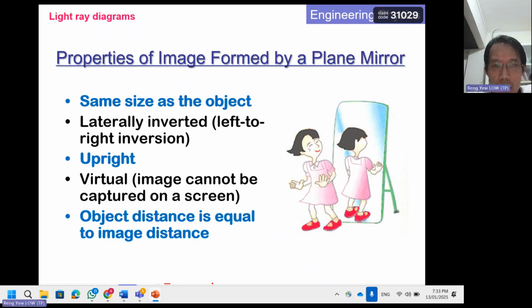The image has these properties. It has the same size as the object. The image is laterally inverted, which is a left-to-right inversion. It is upright. The image is virtual, meaning that it cannot be captured on a screen. And the object distance, which is the distance from the mirror to the object, is the same as the image distance, which is the distance from the mirror to the image.